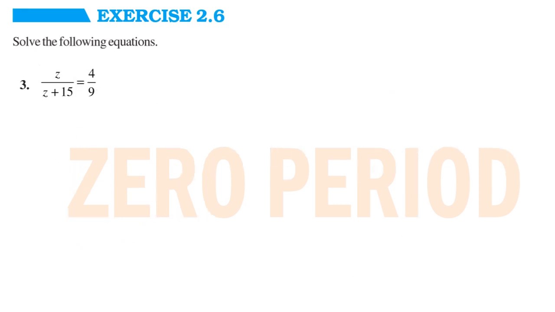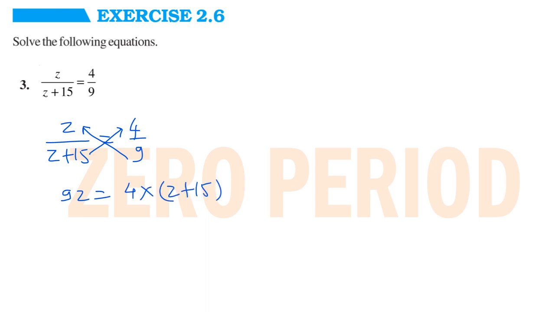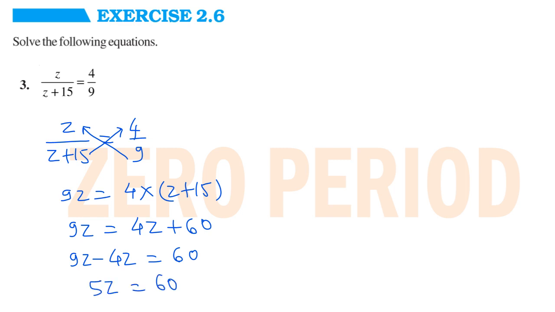Third question. Again you can use the concept of cross multiplication here. z upon z plus 15 is equal to 4 upon 9. This 9 goes this way and this will be that way. 9 into z is equal to 4 into z plus 15. It is 9z and this will be 4z plus 60. 9z minus 4z is equal to 60. 9z minus 4z is 5z. 5z is equal to 60.